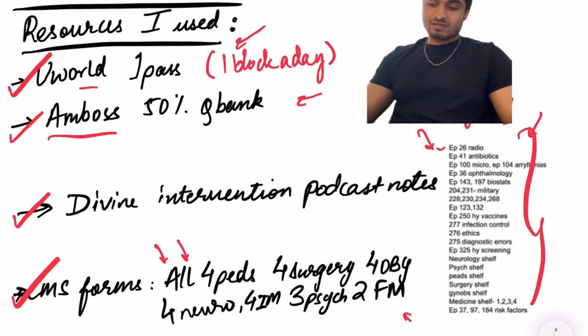I also revised my DIP, your Divine Intervention podcast notes. I think they are really, really super high yield. When it comes to the mistakes from UWorld and Amboss, I did not repeat my incorrects. I didn't have time to do that.